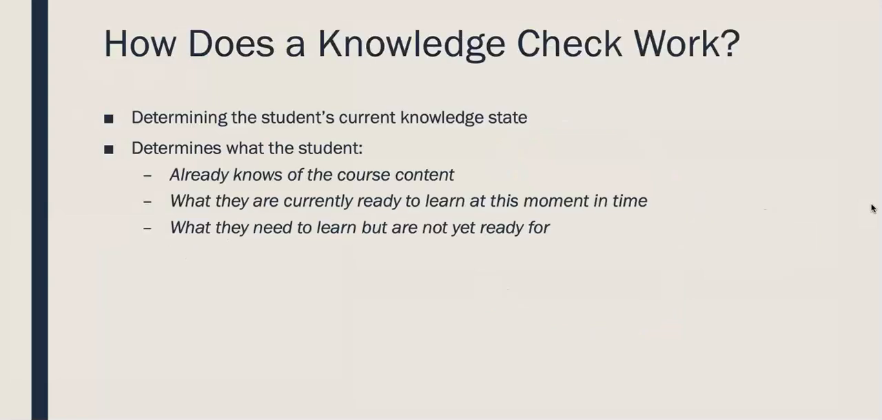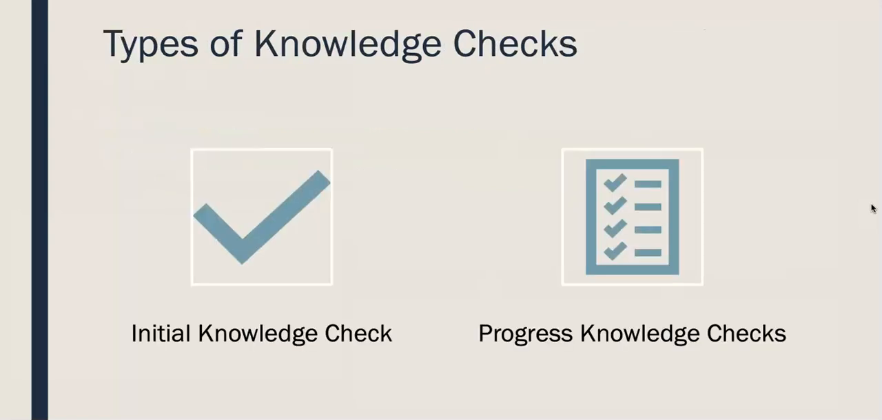Knowledge checks work through a series of adaptive questions. Based on the student's answer to a question, ALEKS is making informed decisions on the student's knowledge state. The result of a knowledge check will be seen in the personalized learning path that follows. The knowledge check determines what the student already knows of the course material, what they're currently ready to learn at this moment in time, and what they need to learn but are not yet ready for.